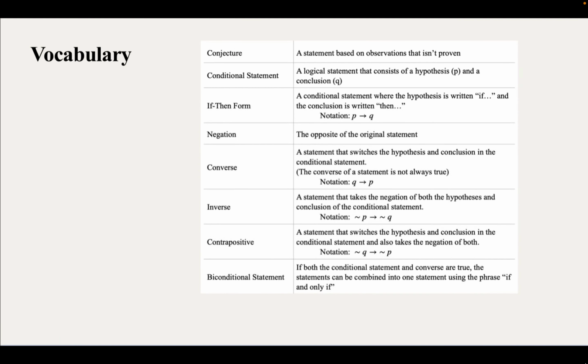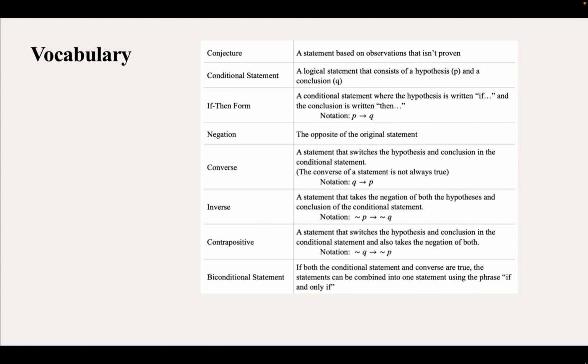Our vocabulary starts off with a conjecture. A conjecture is a statement that's based on observations that's not proven. It's just something that you observe. A conditional statement is a logical statement that consists of a hypothesis, and we usually use the letter P to represent the hypothesis, and a conclusion. We usually use the letter Q.